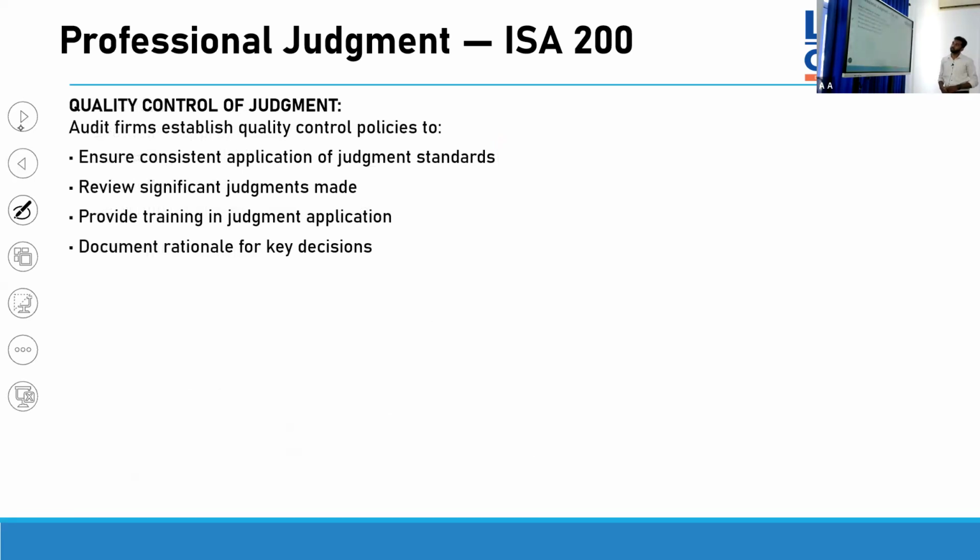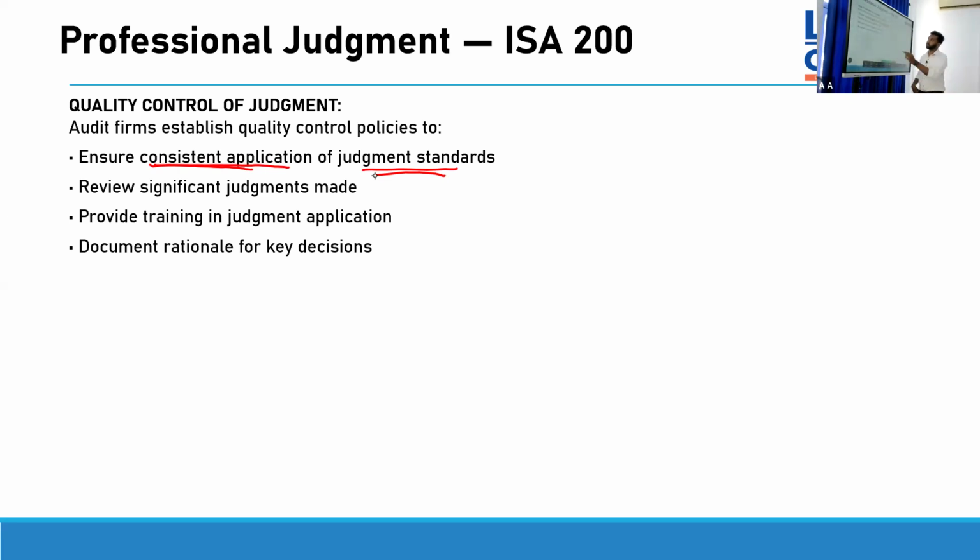Next one is quality control of judgment. We must establish quality control policies to ensure the consistent application of judgment, right? For the same types of company, we must apply our professional judgment consistently. If those companies are operating in the same industry, then we must use the same judgment for both companies, right? Hope you got that point.